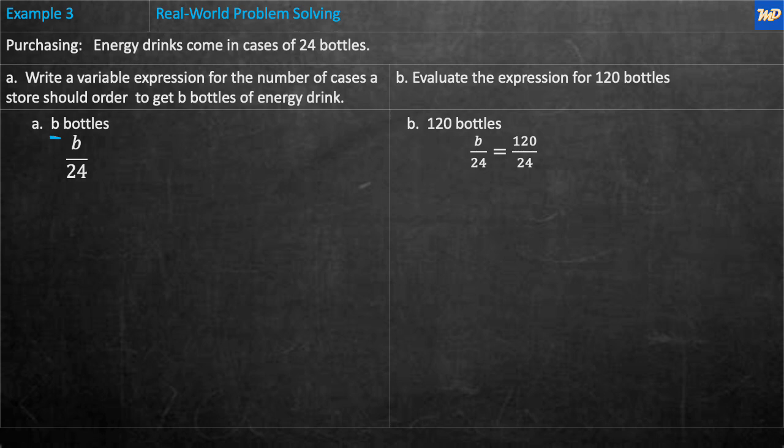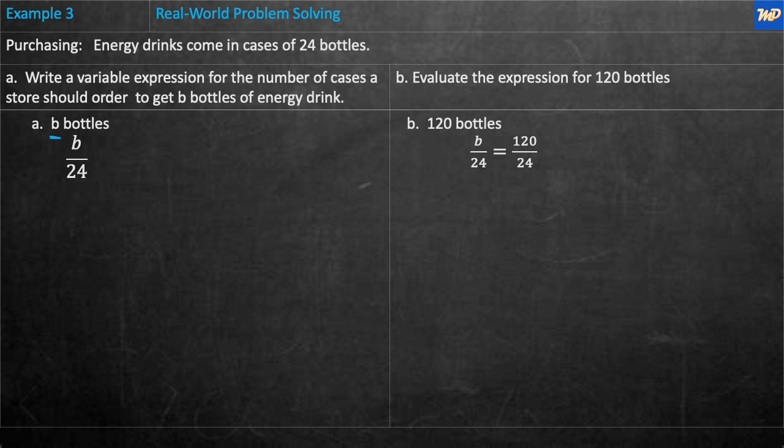But if you know that there's 24 bottles in a case, and you want 100 bottles or whatever the case might be, you're going to say 100 divided by 24 will give you the cases. So the variable expression here is the number of bottles that you want, B bottles, divided by 24. That's in terms of cases. So if you had 240 bottles you wanted, you would divide 240 by 24 and you would get 10 cases. So this is your variable expression, B divided by 24.